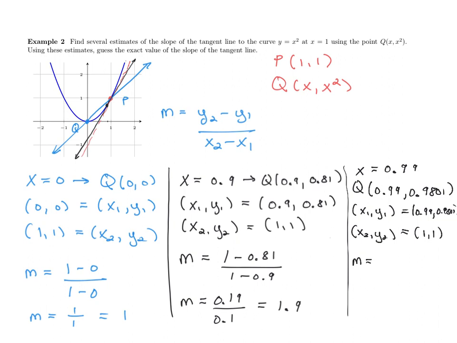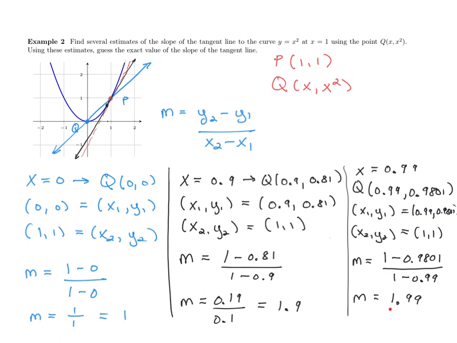If I compute the slope, it's going to be y2 minus y1, that's 1 minus 0.9801, divided by 1 minus 0.99. I'm just going to directly type this into my calculator to see what we get. Okay, this time I get 1.99. Now, the slope of this line, which I won't even try to draw in here, is even closer to the slope of the red tangent line. So here we go. We have 3 estimates. I had 1. It's kind of far away. 1.9 was better. And I think 1.99 is the best one that we have.